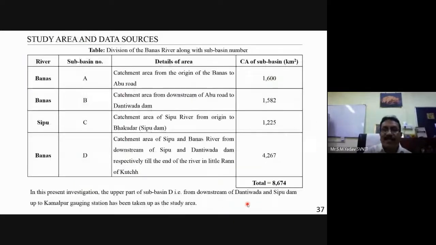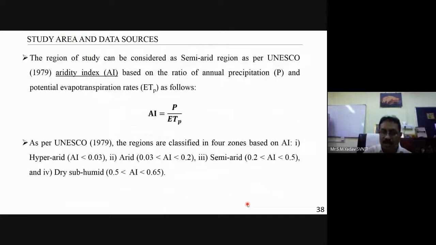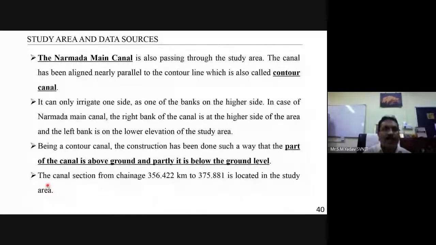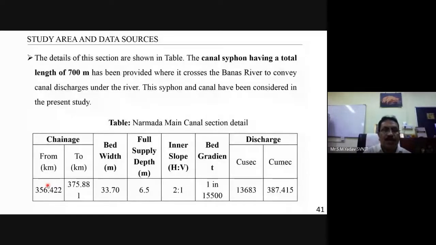So what exactly happened on the day? This is basically a semi-arid river, and this is the data which shows the monthly average rainfall at the Deesa IMD station. As I said, the rainfall is 578.8 mm, while the evapotranspiration is 1886, which makes this region arid, as the aridity index comes out to be 0.31. And the Narmada Main canal, which is flowing perpendicularly, we'll see later on how it has obstructed the flow.